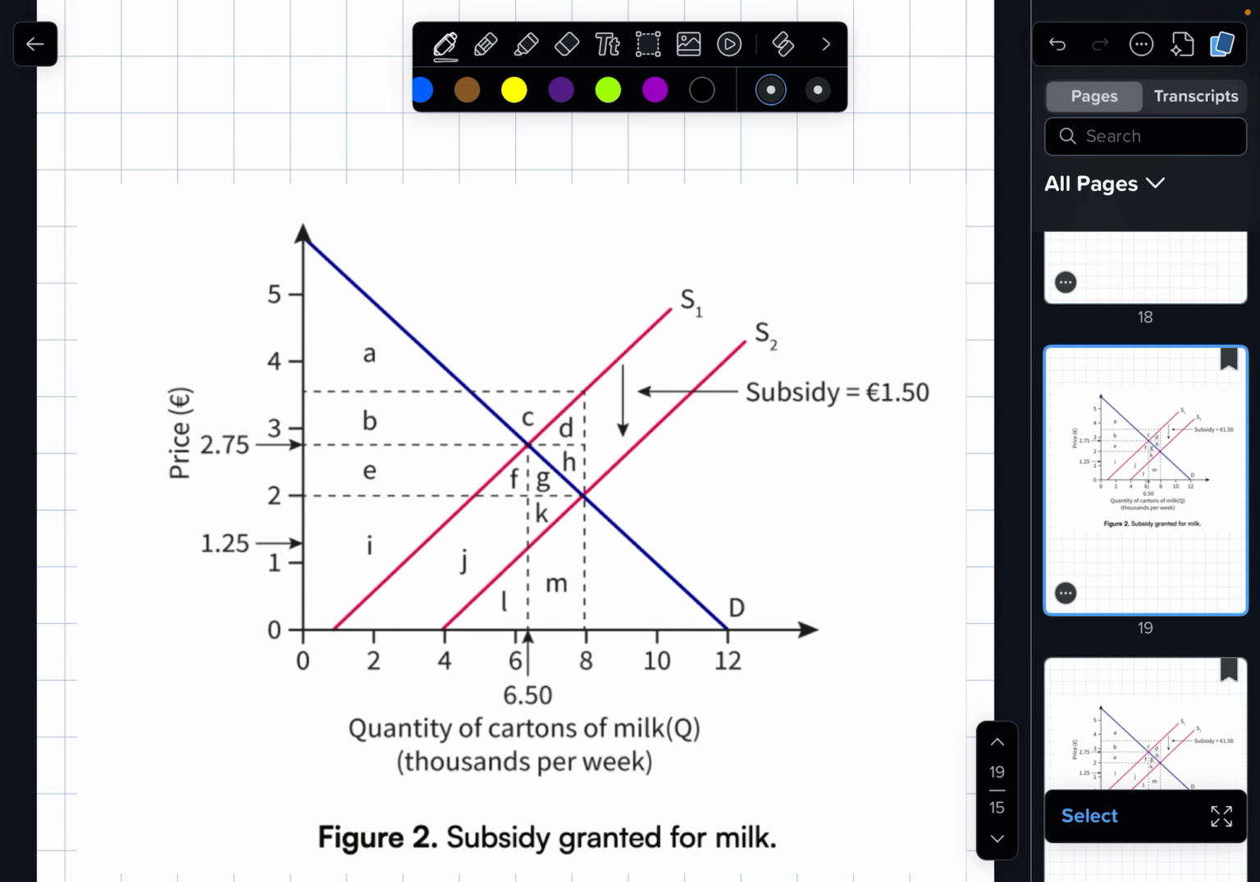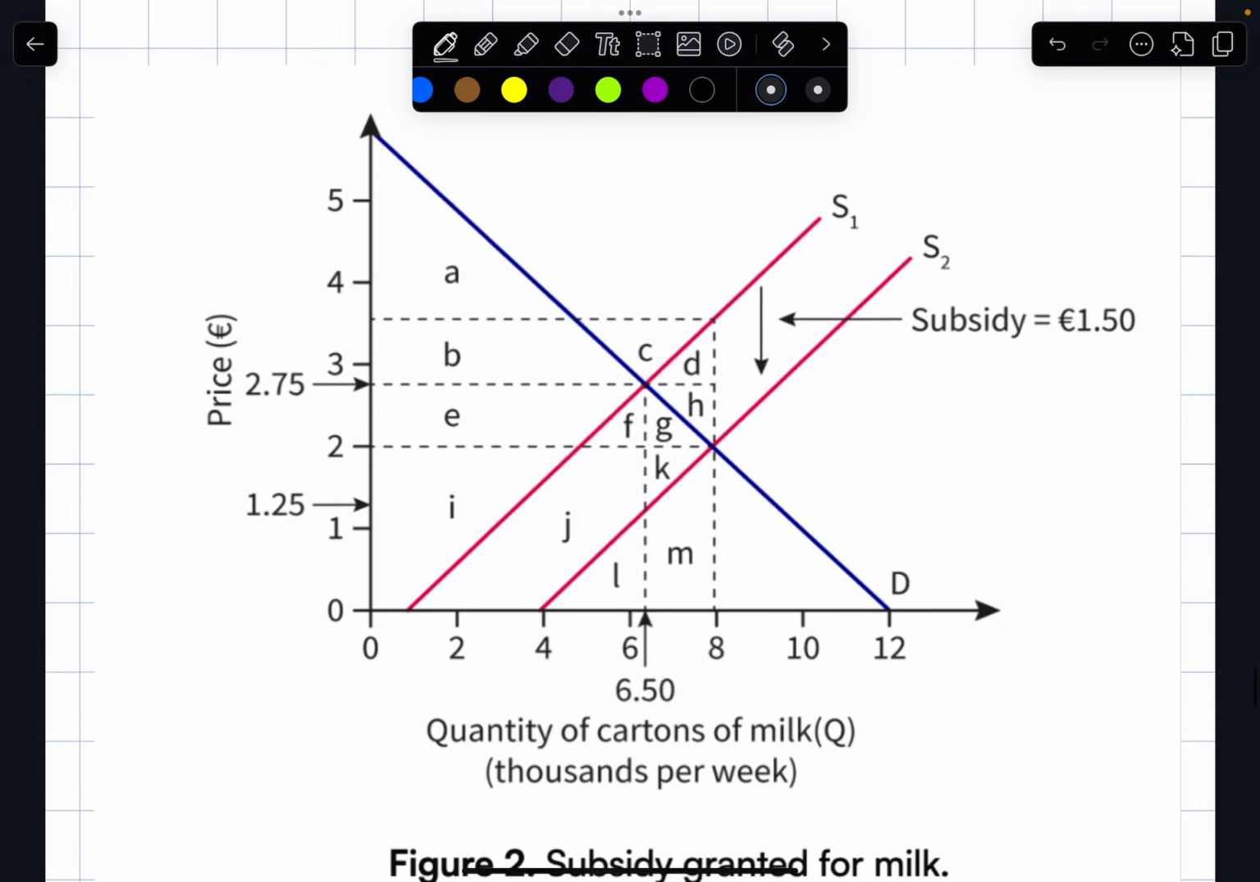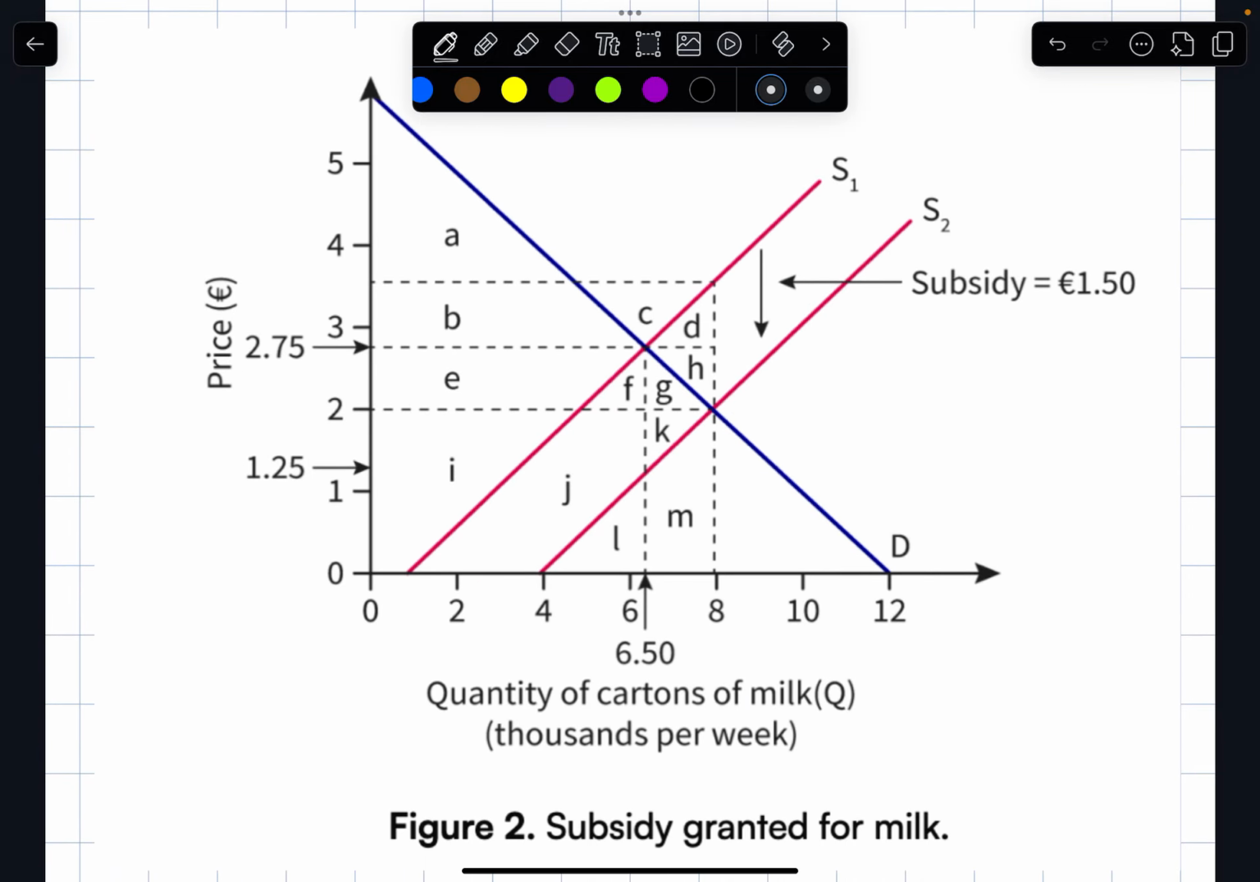So the second part I want to focus on is the consumer surplus and producer surplus. So let's take a look at that. First, we need to identify the original consumer and producer surplus. To do that, we have to identify where the original equilibrium was, which is right here, where S1 meets D1, so before the subsidy. And then we look at the area above this price point of 275. This is the consumer surplus. And the area below is the producer surplus.